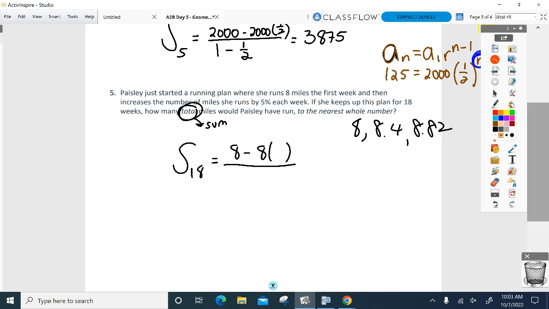Even if it's not there, even though you can't see it, you know how to find the R value. Take a term, divide by the previous. What do you got, Nick? I got 1.05. Yes. Take a term and divide by the previous, you get 1.05. What are we raising it to? 18. And on the bottom, 1 minus 1.05. There are rounding directions here. Please pay attention to those. Whole number.